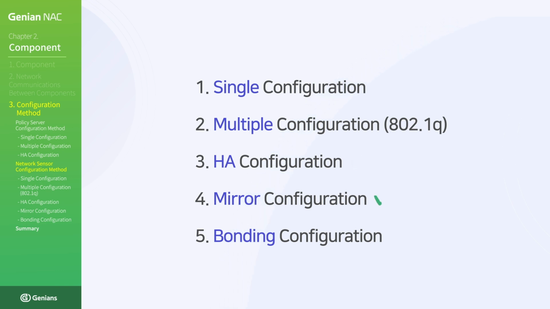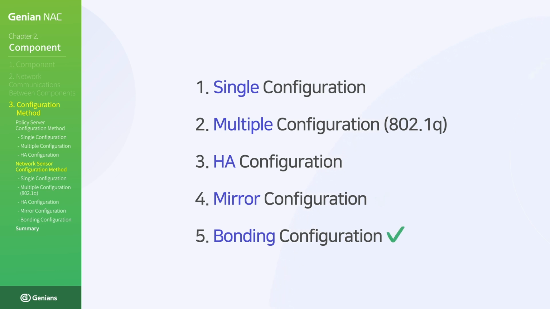occurs. 4. Mirror configuration. In the mirror configuration, the network segment managed by the network sensor is moved to layer 3, allowing IP-based network control. For this setup, the switch must support mirroring functionality. However, there are limitations. The sensor cannot control or collect information from networks below the monitored layer 3 segment.